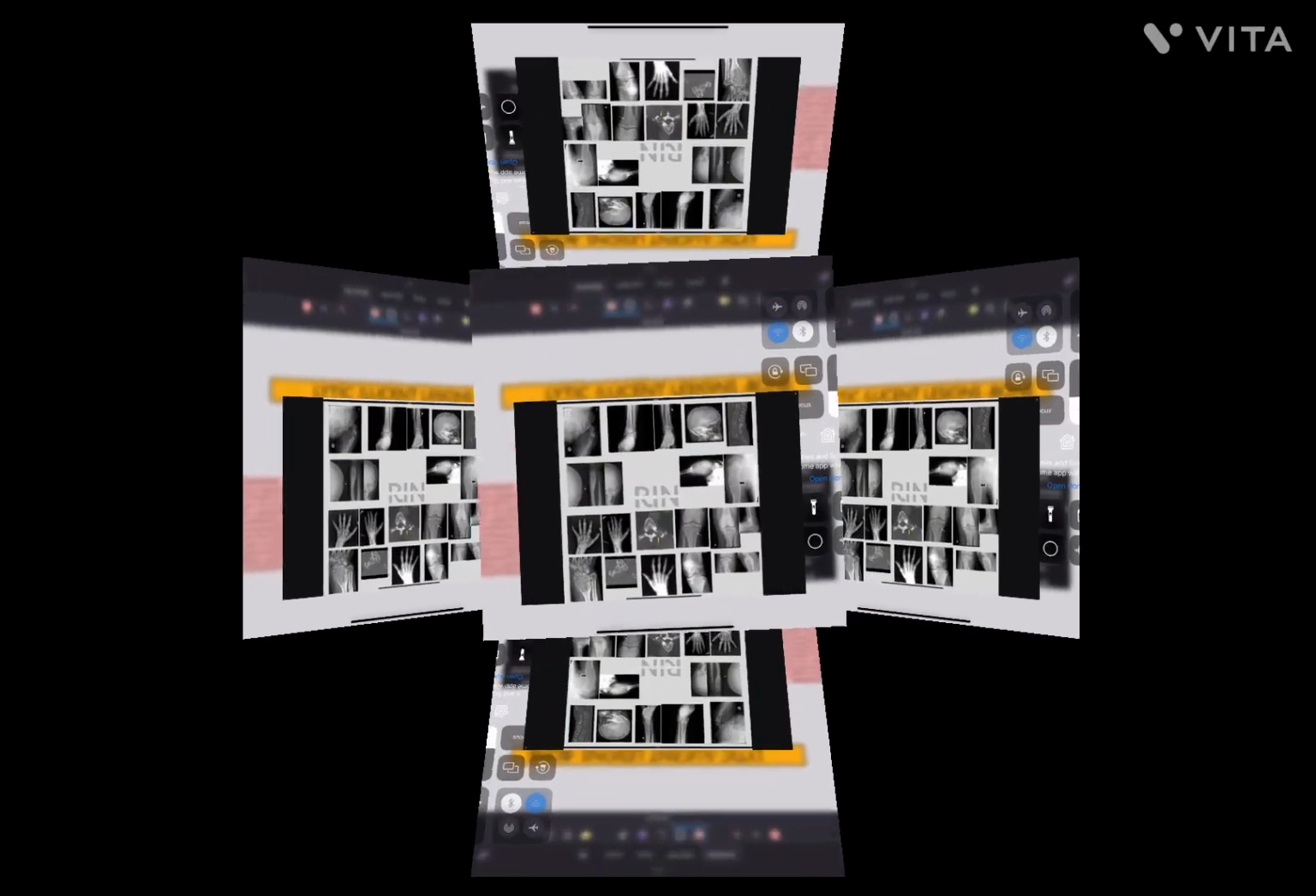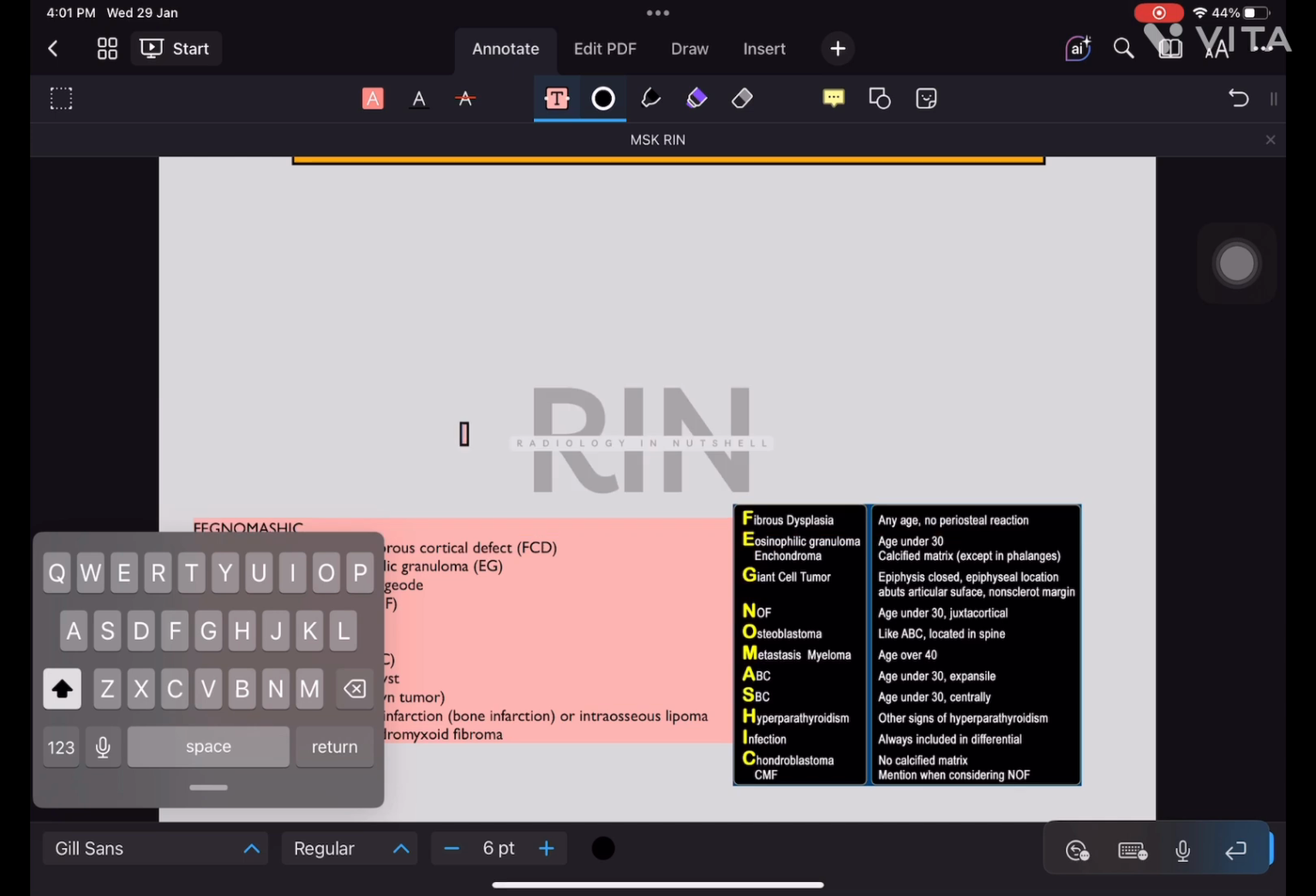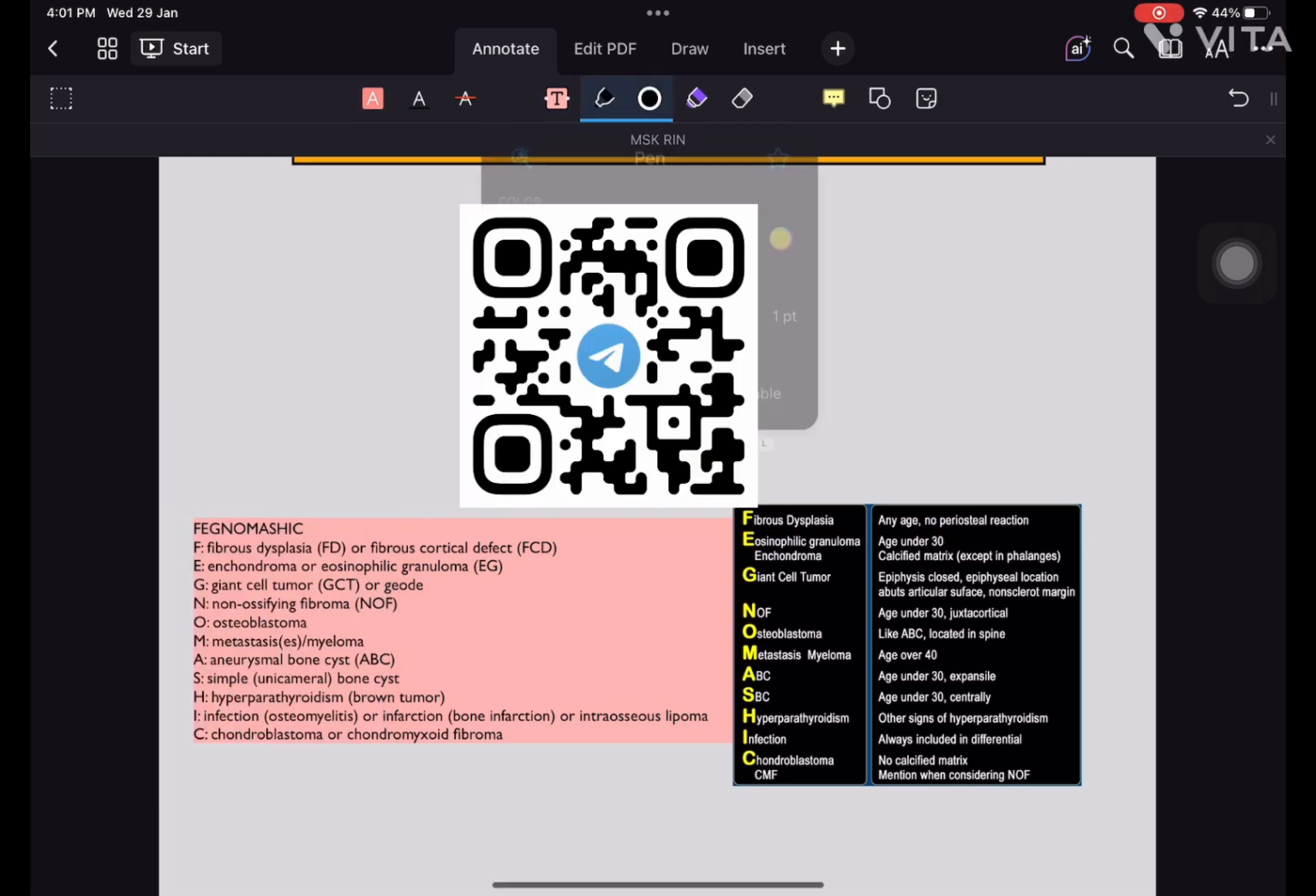Hello guys, today's study with me session is about lytic lucent lesions of the bone. This topic is very important for radiology residents because it's always tested in vivas, spotters and in the case discussions as well.